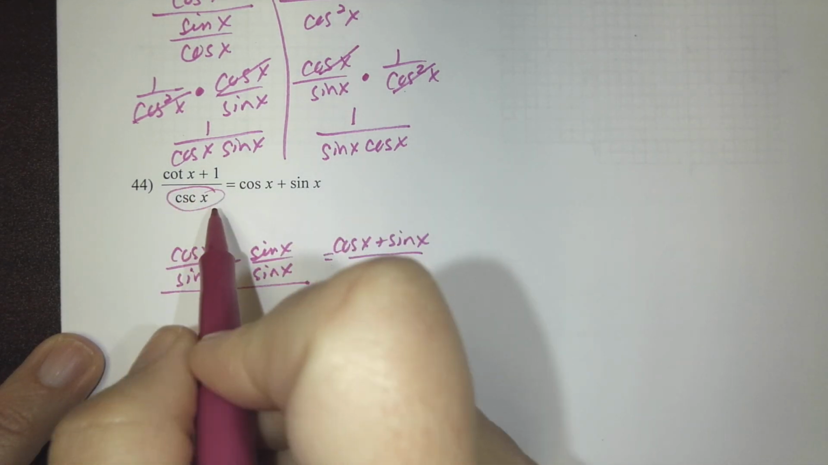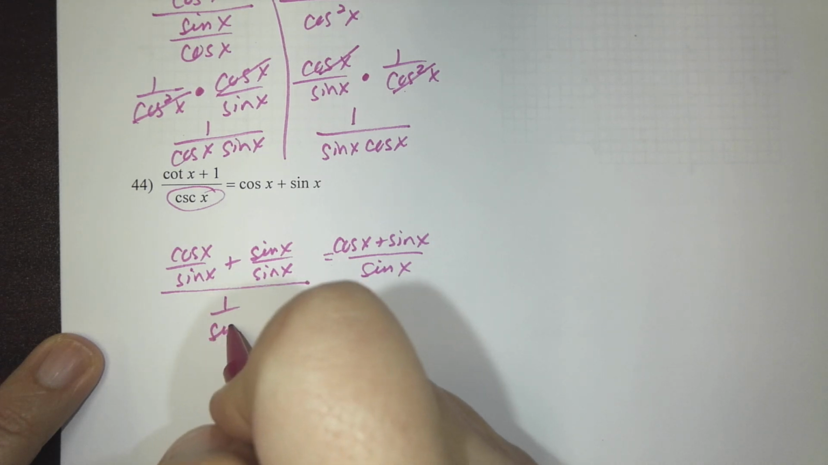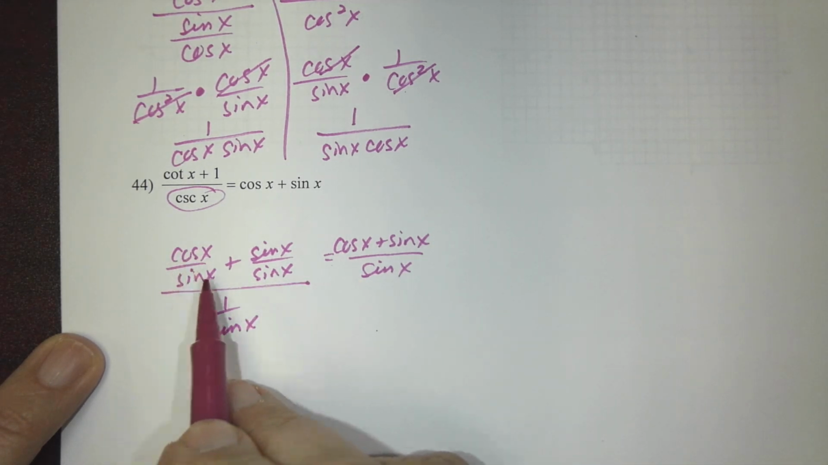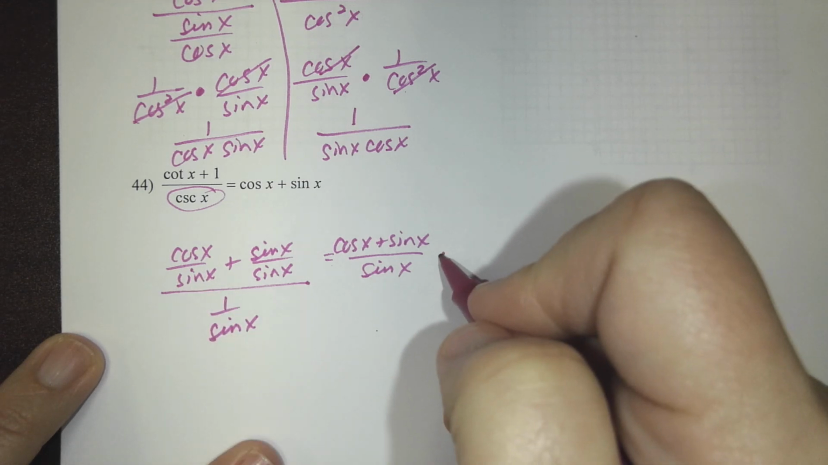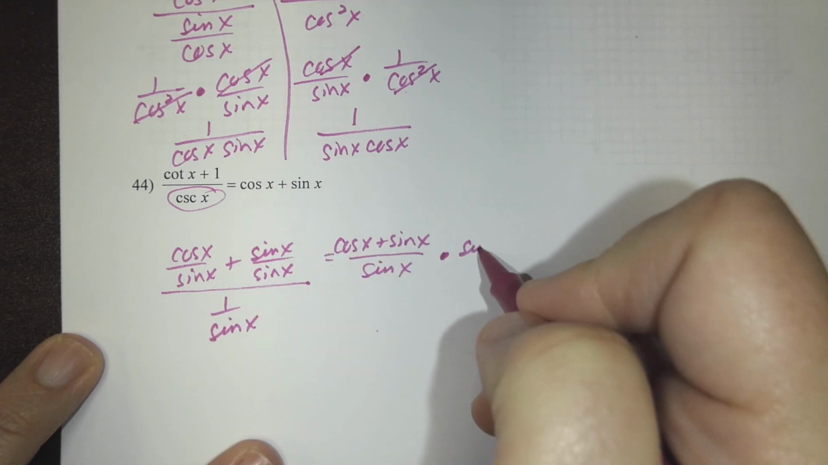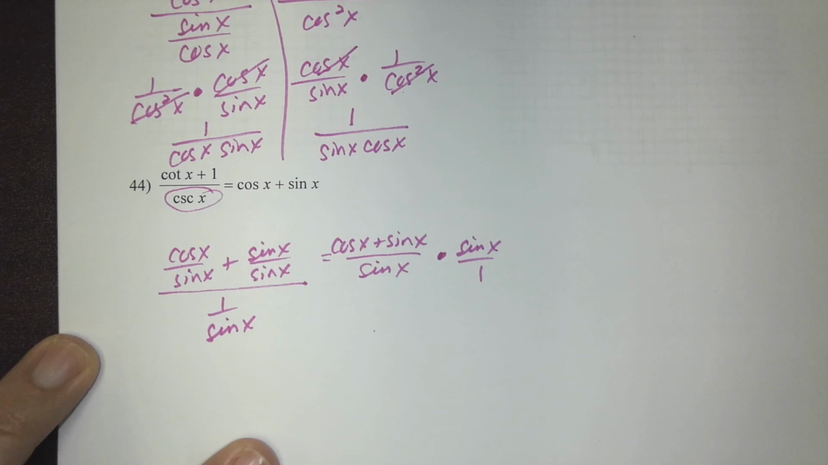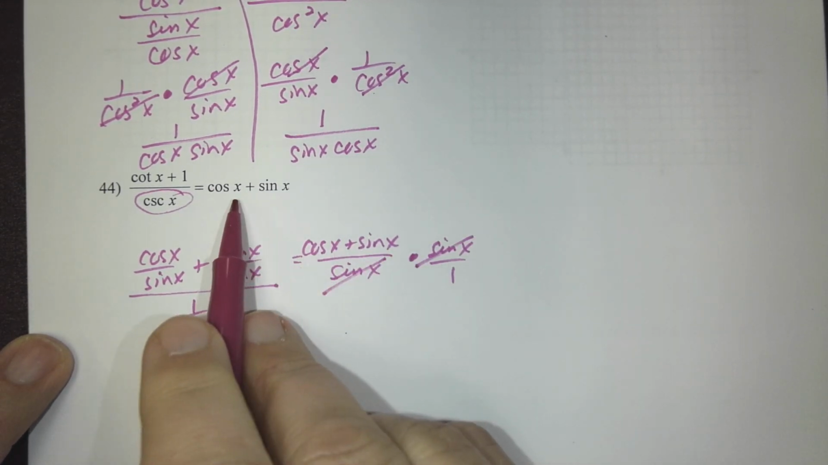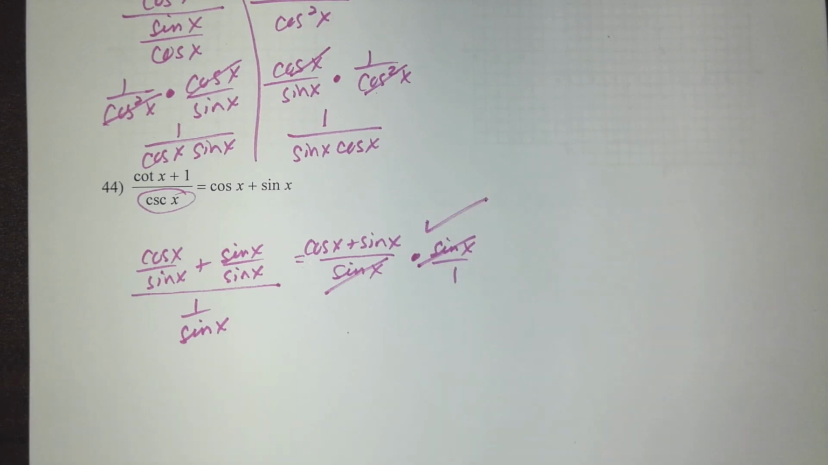Now on the bottom, you have a cosecant, which is 1 over sine. Well, if I do my same change, flip, I would flip this to be sine over 1. And then these two are going to cancel, and look what I have left, cosine x plus sine x. All right, that's part 2.